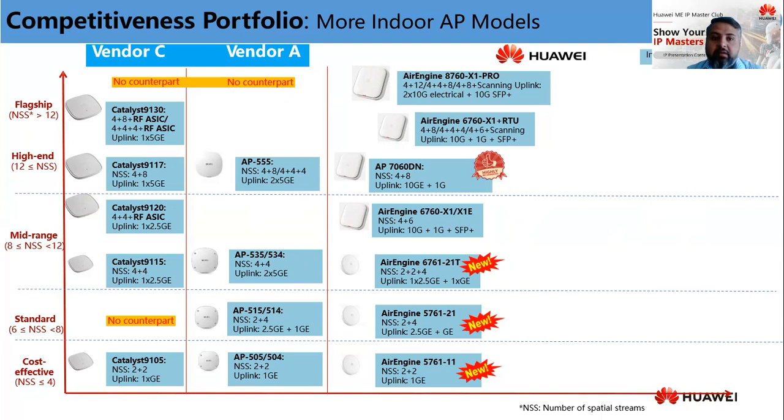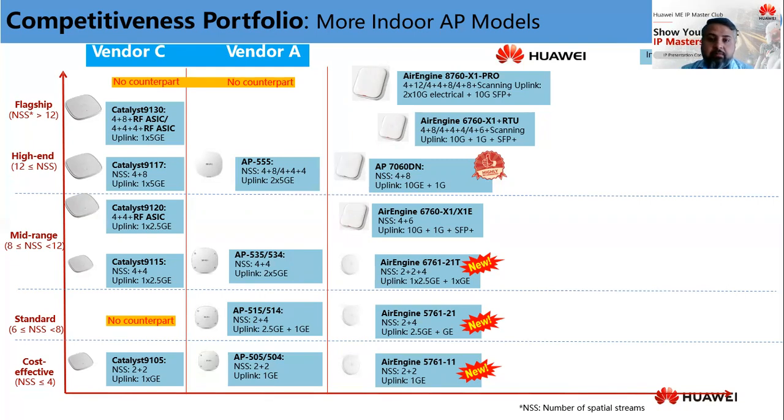In vendor C, and in vendor A, we don't have that high level of flagship access point. But in Huawei, we get three options of using 4+12, 4+4+4, and 4+8 plus scanning options over here. We have 10G electrical uplinks that no other vendor is providing as of now. We have a 10G SFP plus uplink that is not available in vendor C or vendor A. They don't have any counterparts against this.